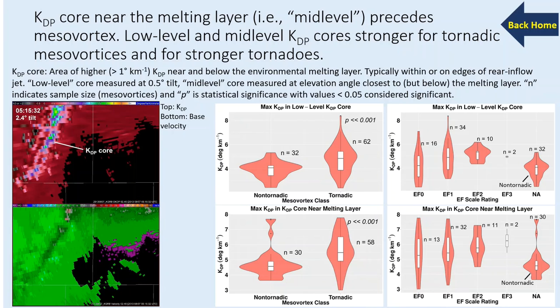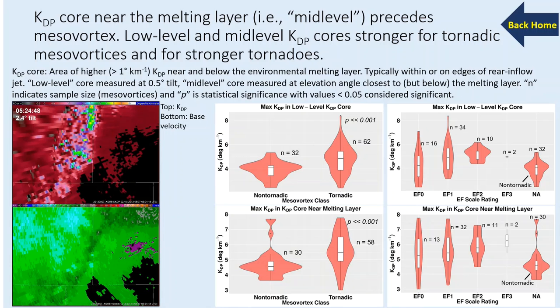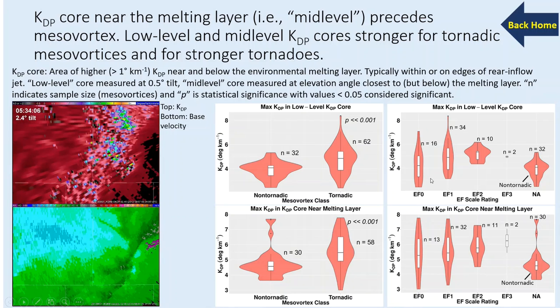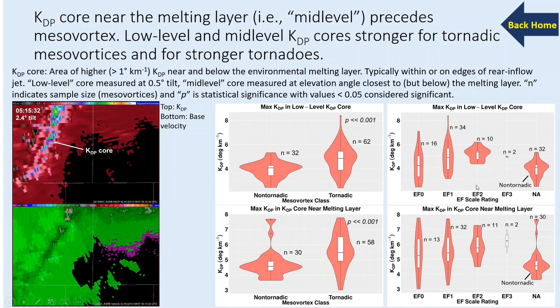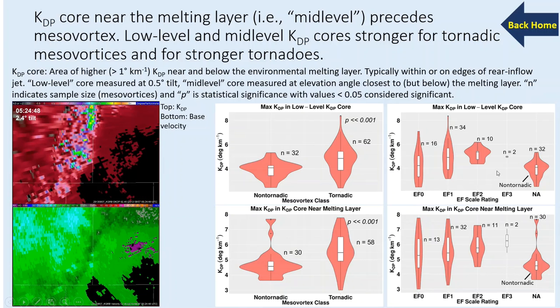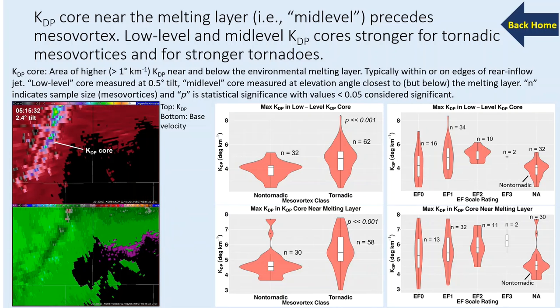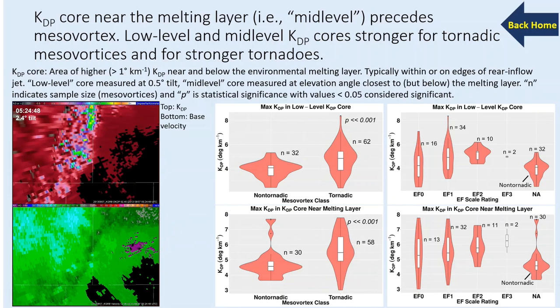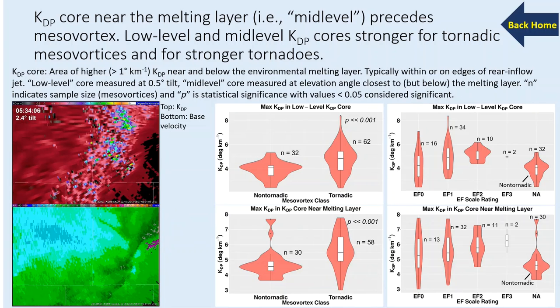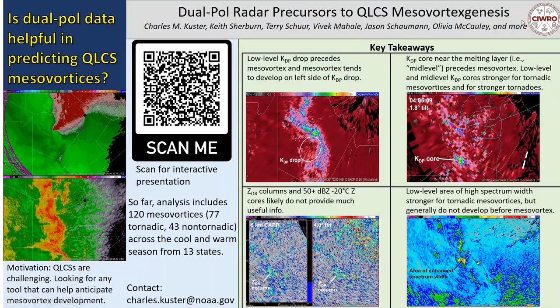We also can see that KDP cores tend to be stronger as we get higher EF scale rating with the tornadoes. So these KDP cores could be a decent signature to try to provide some idea about the potential strength and impacts of a mesovortex.